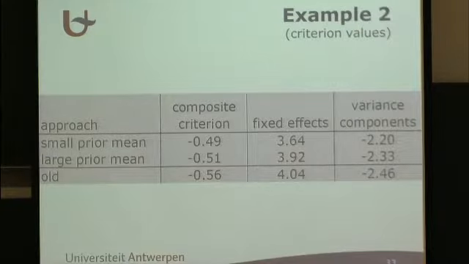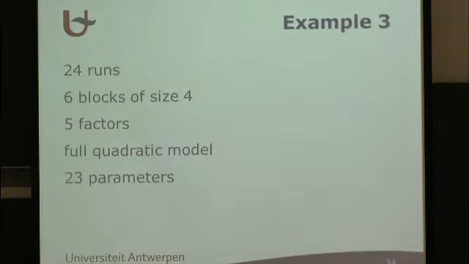And then I have one final example, number 3. Example number 3 is again an example for a blocked experiment, 24 runs, 6 blocks of size 4, 5 quantitative factors, and again a full quadratic model. In the model now, in total there are 23 parameters to estimate, and with 24 runs that should be just possible. And the 23 parameters are an intercept, 5 main effects, 5 quadratic effects, 10 two-factor interaction effects, and again 2 variance components, sigma squared gamma and sigma squared epsilon.